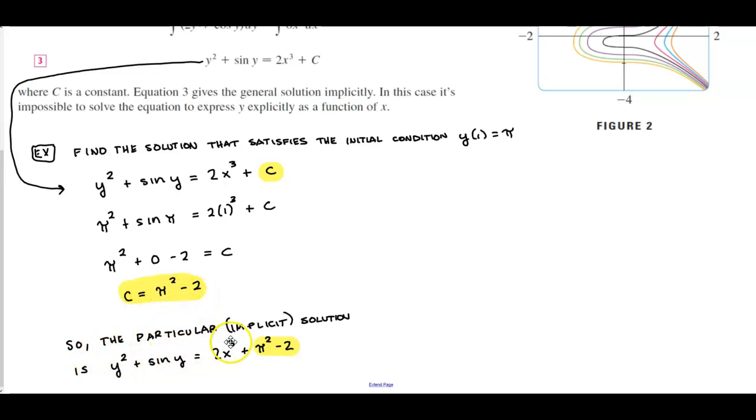So the particular implicit solution is y squared plus sine y, which we got in the first part, which is equal to 2x cubed plus c, but we found c to be pi squared minus 2.